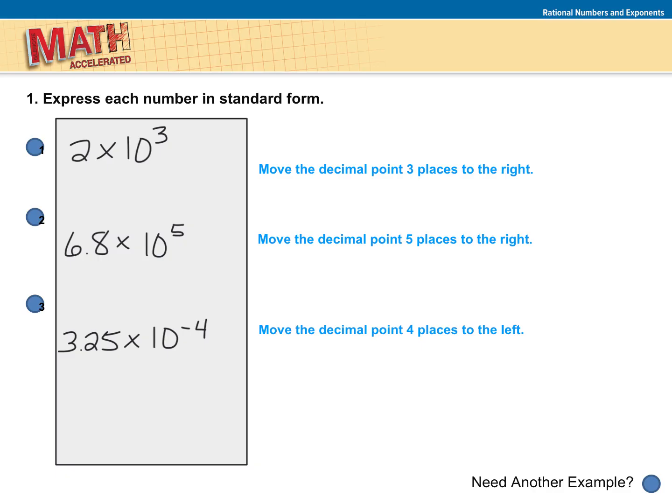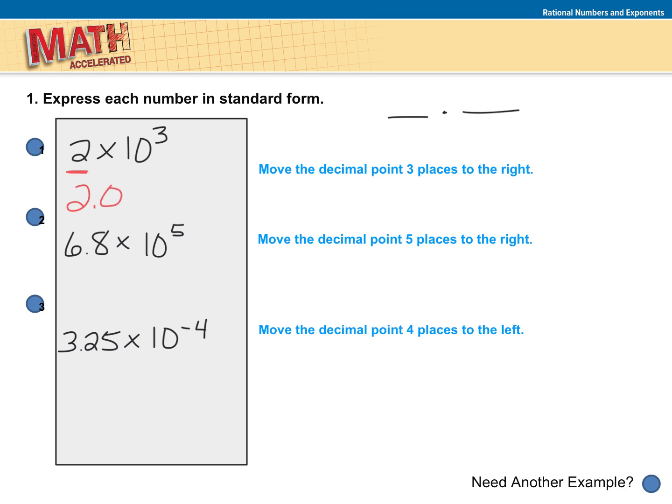So let's talk about these examples here. We want to write these in standard form. What that means is start with your blanks and your decimal. On number 1, we have 2 times 10 to the 3rd. Now, what is our first whole number? 2, right? So we have 2 point, what goes on the other side? 0, because we don't have anything else.